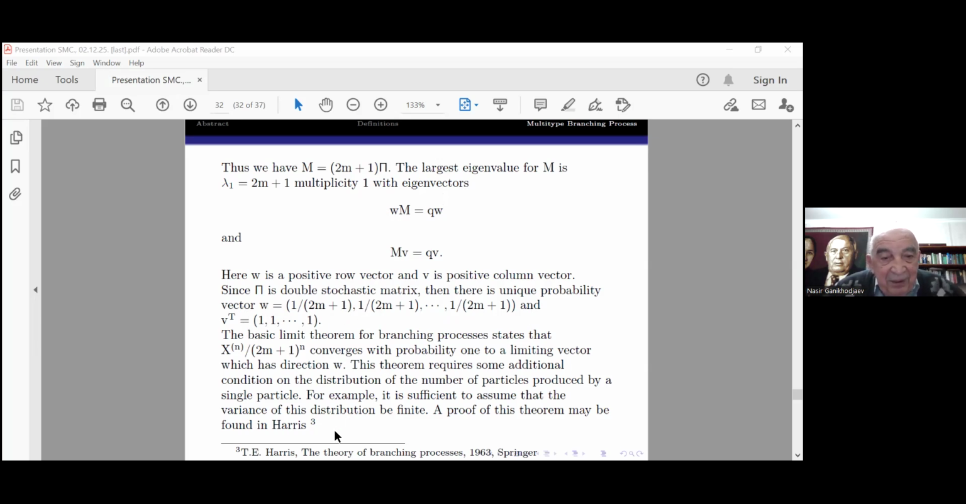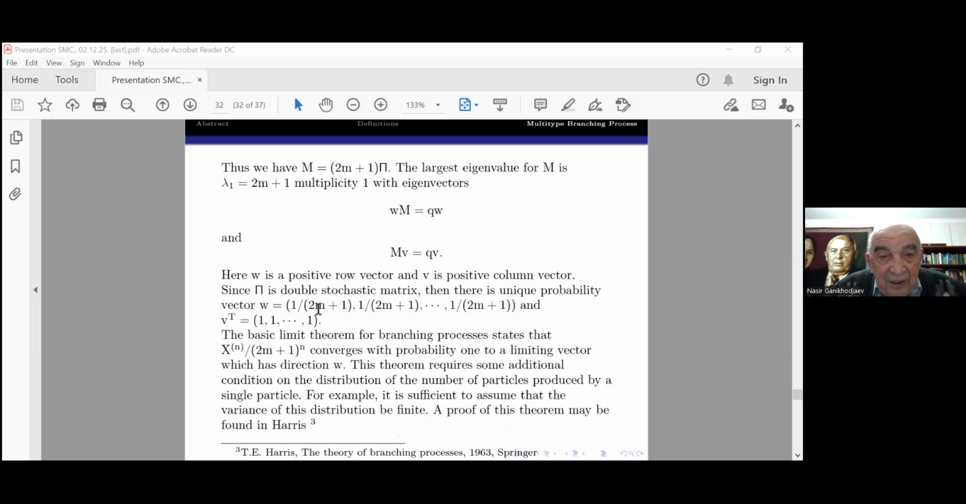So now this is the basic limit theorem from this book. For example, for branching processes it states that this vector over this number converges with probability 1 to a limiting vector which has direction W. This theorem requires some additional conditions, which we have already checked. For the number of particles produced by a single particle, it is sufficient to assume that the variance of this distribution is finite. This was already shown above.